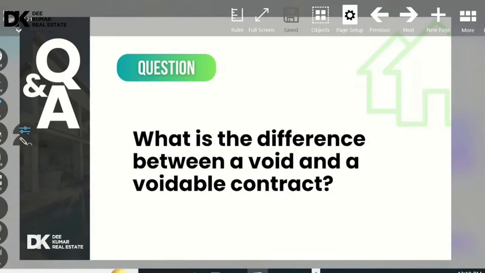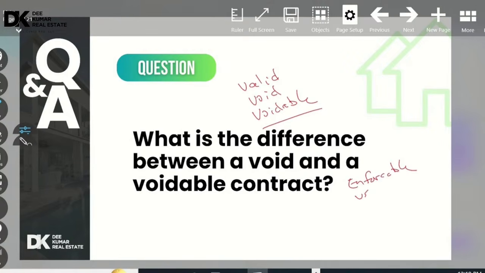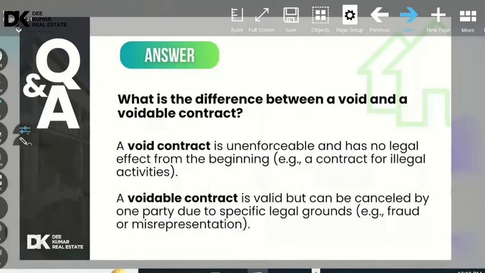So a voidable contract is one of those contracts that can confuse students. The way it always works is there's a valid contract, there's void, and there's voidable. And when I teach it, I also communicate, hey, listen, there's also enforceable contracts and unenforceable contracts. Obviously there's bilateral, unilateral, all of these different variants, but that's the way this works. Now, what is a voidable contract? What is the difference between a void and a voidable contract?